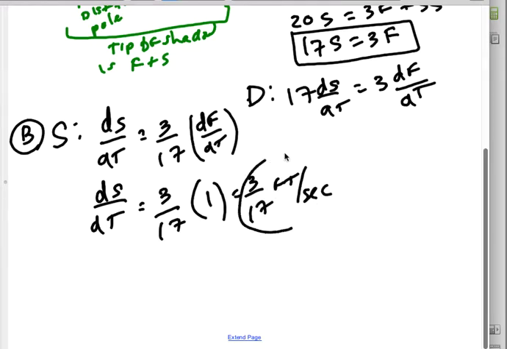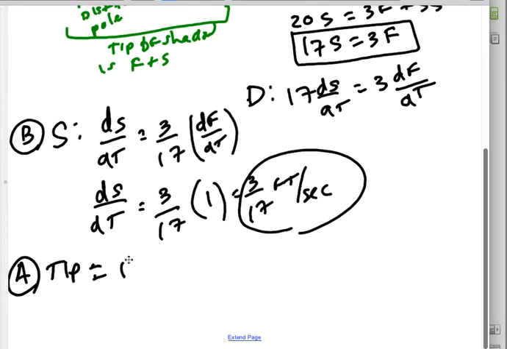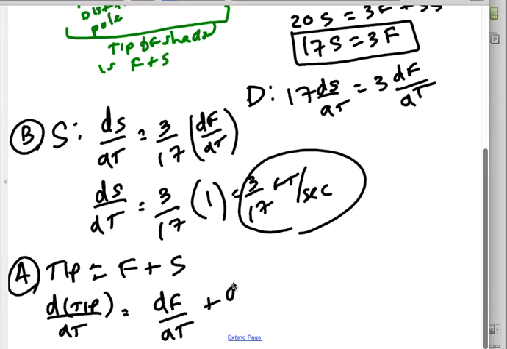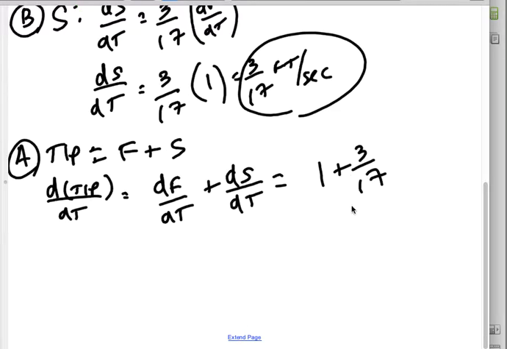Now that's great, okay? The trick with A is that it's actually easier. So remember that the tip of the shadow is f plus s. So if you want the rate at which the tip of the shadow is changing, that's going to be df/dt, which we know is a 1, plus ds/dt, which we just found in part B. So even though technically they're asked in the opposite order, it is easier to do this question in this order. So 17/17 and 3/17 would give me 20/17, right?